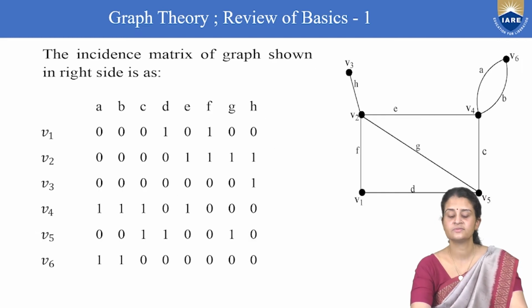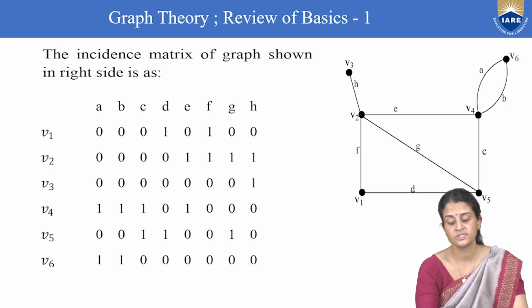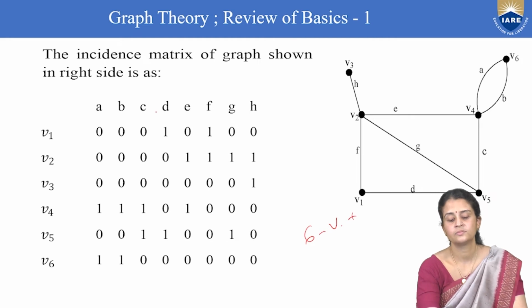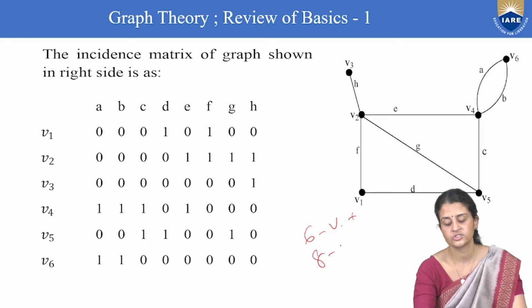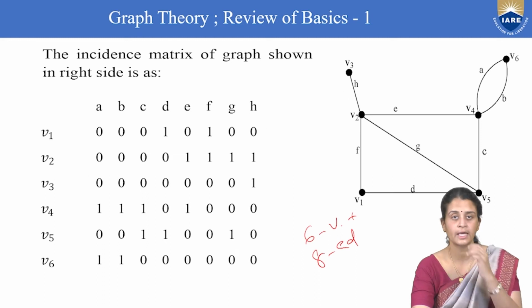Now consider the graph here. It is a graph with vertices V1 to V6 and the edges are named A, B, C to H. So we have 6 vertices and 1, 2, 3, 4, 5, 6, 7, 8 edges, right? 8 edges. So it is a 6 by 8 matrix. According to the definition, it is a P by Q matrix, so here it is a 6 by 8 matrix.